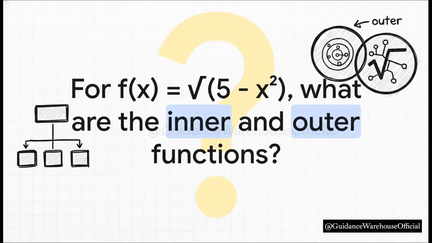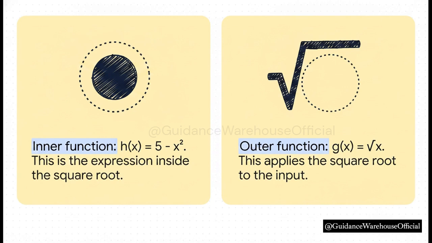So look at this function here. Can you see the 2 steps? Think about the order of operations. What's the inside calculation you do first, and what's the outside operation you do to that result? So if we look at what's physically inside the square root symbol, we see 5 minus x squared. That's a perfect candidate for our inner function. Let's call it h of x. Now, what are we doing to that whole chunk? We're taking its square root. So our outer function, g of x, is just the square root function. And we can even check it to make sure we're right. If you plug h of x into g of x, you get our original function right back.